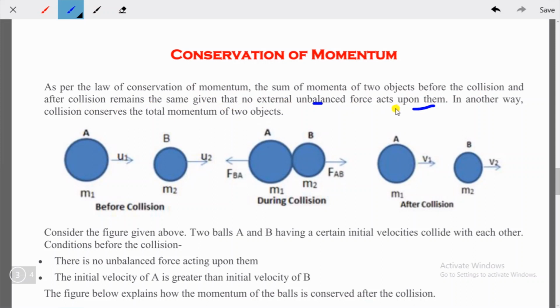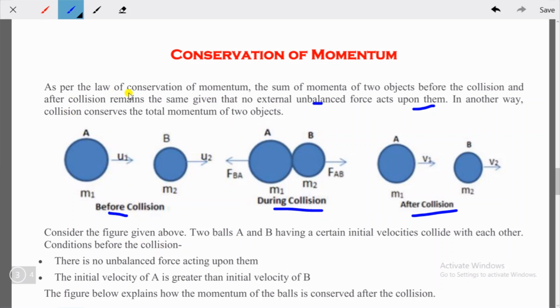Very simple statement we can say. Just listen carefully, you can understand it easily. So we have three cases here. One is before collision, then during collision, then after collision. Before collision means two balls are there. So first understand the statement.